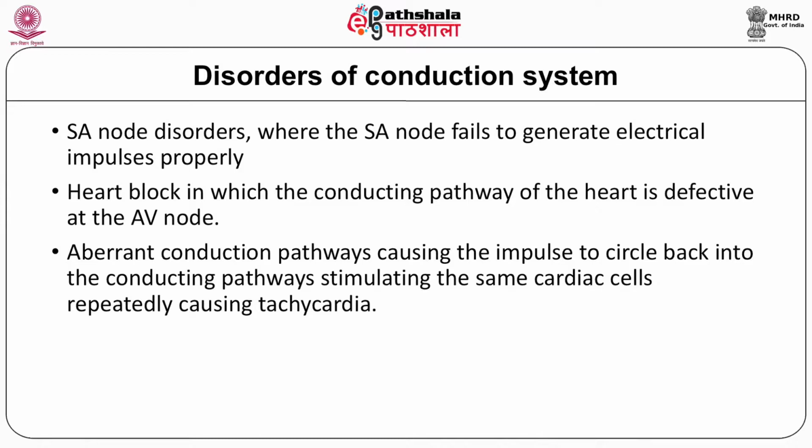In the third situation, there are aberrant conduction pathways causing the impulse to circle back into the conducting pathways, stimulating the same cardiac cells repeatedly, instead of progressing through the heart and dissipating. This re-entry loop allows one signal to keep the heart beating faster, which causes tachycardia.